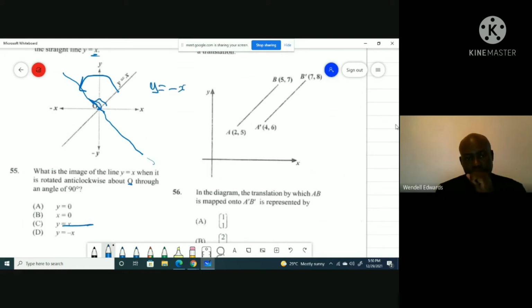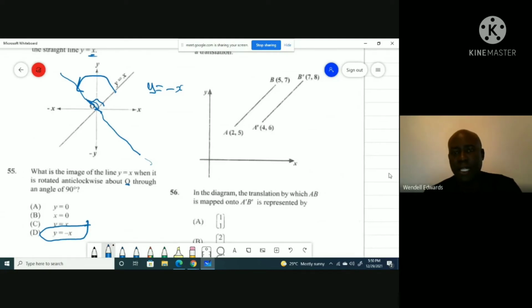So yeah, that means points on this line. If x is 1, y is negative 1. If x is negative 5, y is positive 5. So y is the negative of whatever x value that you have. All right, that's 55. Let's look at 56.